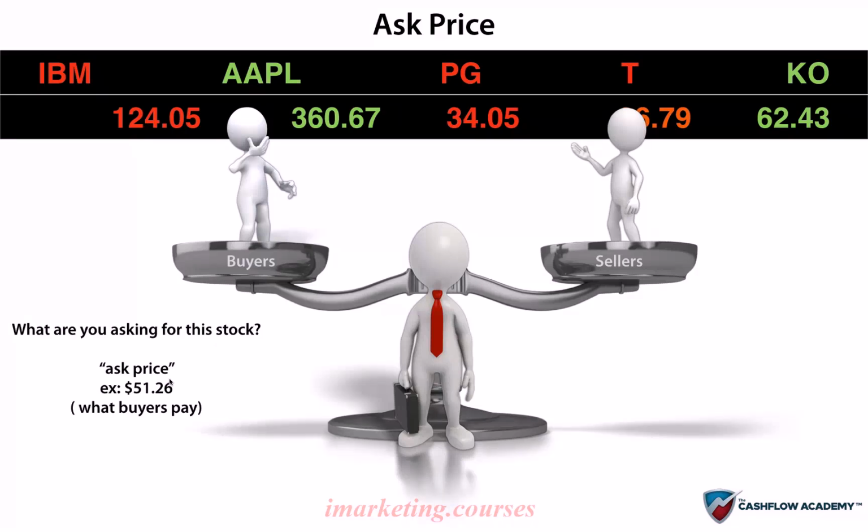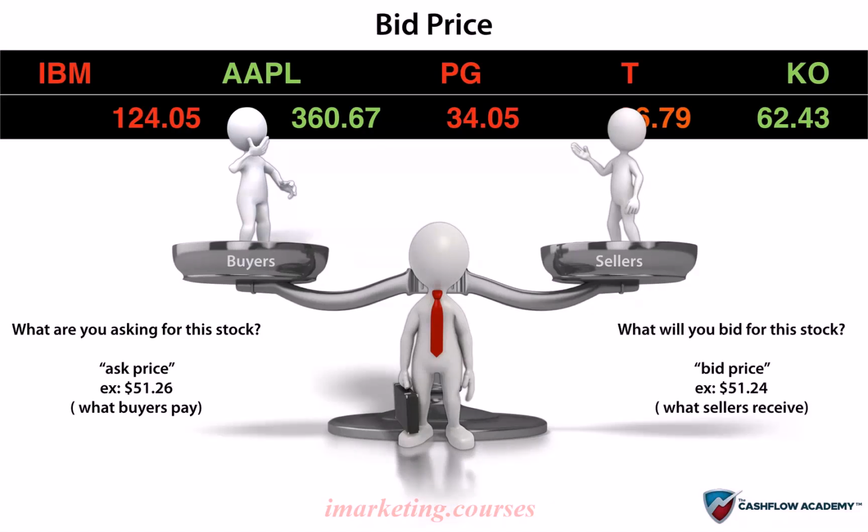Now, of course, the seller, if they want to sell something, they might ask this guy a question first. They might say, well, what are you bidding for this stock? What are you willing to bid for this thing? And here we can see the bid price is 51.24. And that's the money the seller would receive. So there's 2 cents missing. If the buyer pays 51.26 and the seller receives 51.24, there's 2 cents missing. That's called the spread, and the market maker will put that in his pocket.